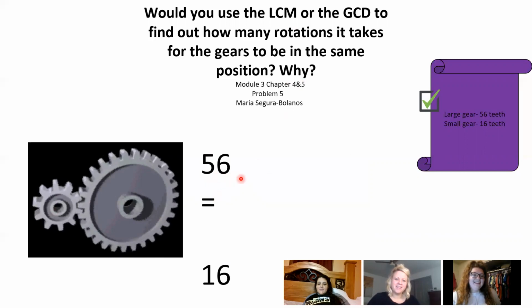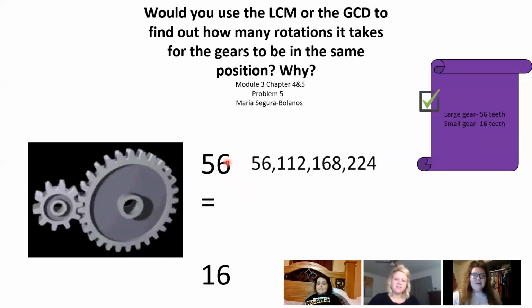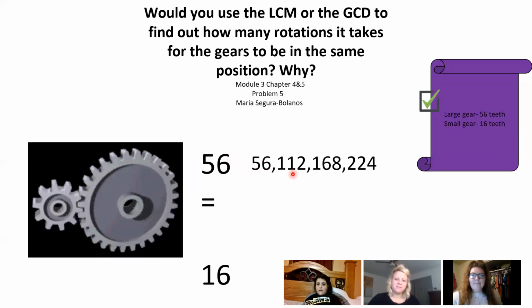The 56, we're going to start off again. We're going to add 56 to itself, which is 112.